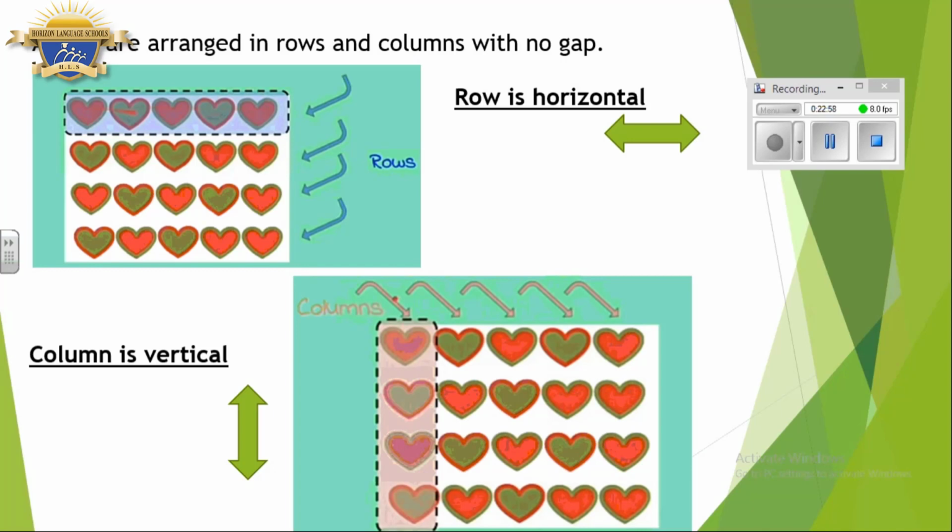How many hearts in each column? Let's count in each column. So I will take this first column and count 1, 2, 3, 4. The second column 1, 2, 3, 4. The third column 1, 2, 3, 4. So I have 5 columns and 4 hearts in each column.